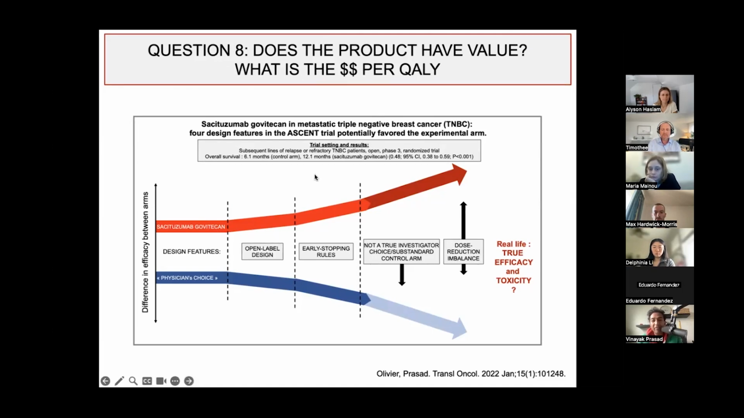All right, well, maybe the benefit will be a little bit smaller. What if the control arm wasn't a restricted choice, but the doctor could do anything they otherwise would want to do? Maybe it wouldn't be 6, it would get a little bit smaller. What if the trial didn't halt early? Halting early exaggerates treatment benefit. We'll get a little bit smaller. And what if it wasn't open label but double dummy or blinded design? It would get even smaller. And so these design features exaggerate that benefit.